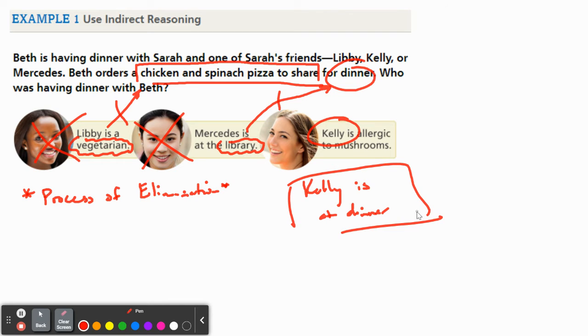And there we go. So in this problem, we did not look at Kelly first. We looked at the other two and talked about why they couldn't be. So why they can't be means that Kelly must be, right? Process of elimination.